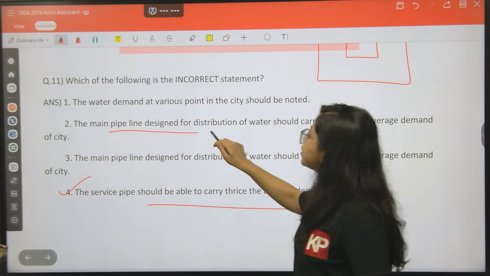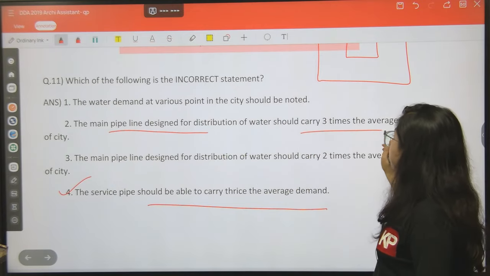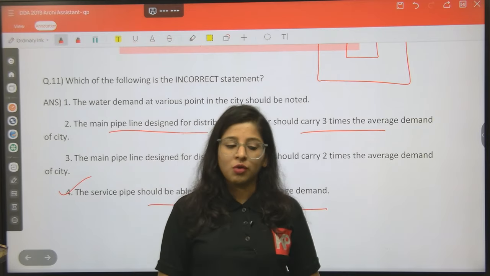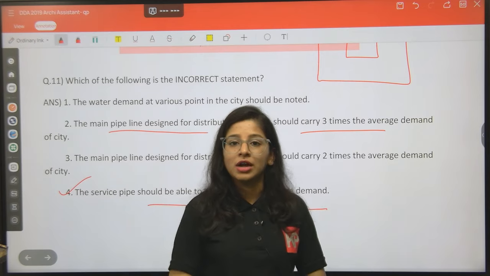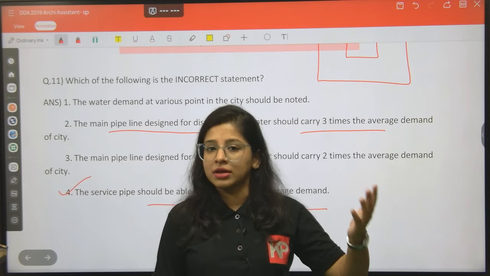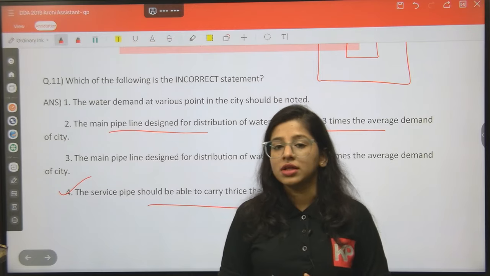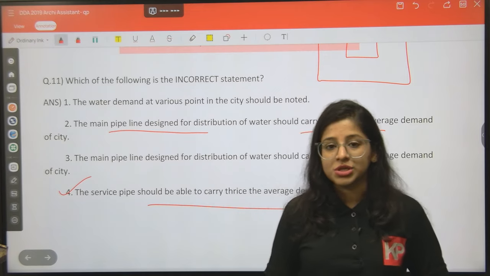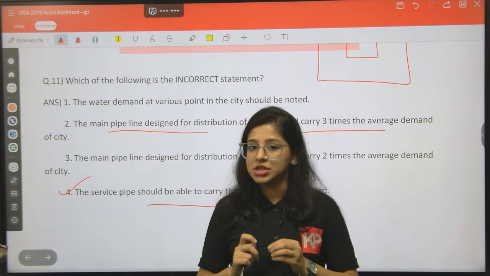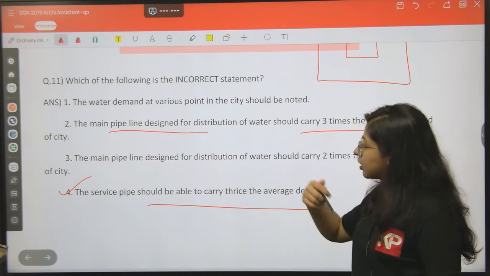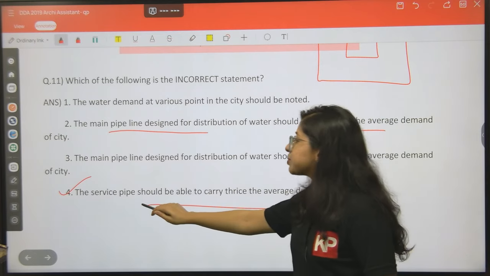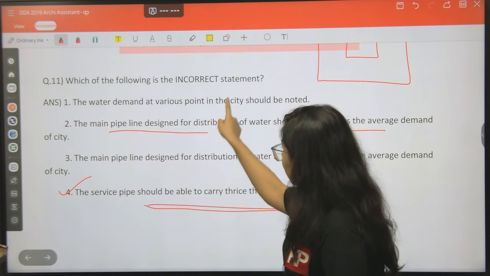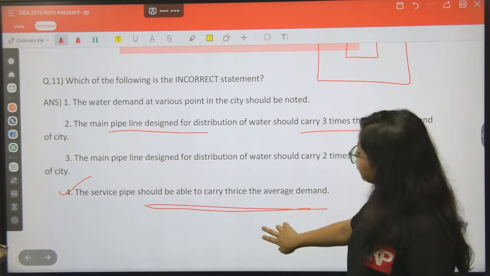Yes, the main pipeline should be designed in such a way that it can carry 3 times the average demand. That means you always design for more than the demand, because in future, if the demand increases, your pipes should be able to fulfill it. You cannot keep rebuilding the water distribution lines every now and then; this is an expensive affair. But there is no such standard for the service pipeline. So the incorrect statement is this one. Keep this in mind.